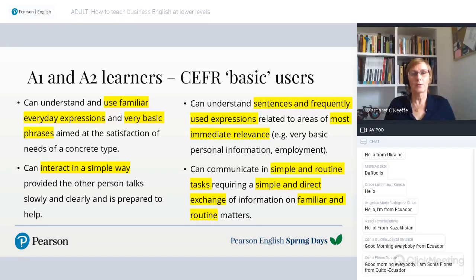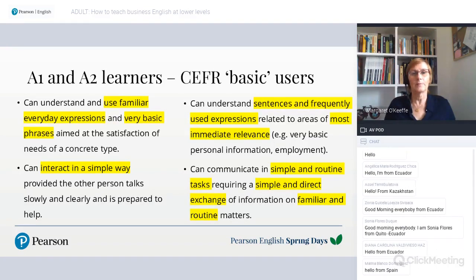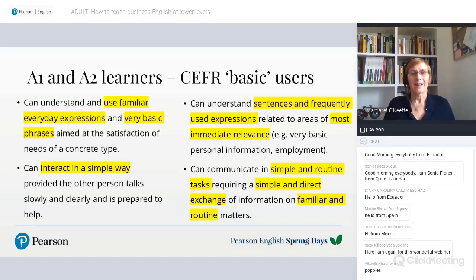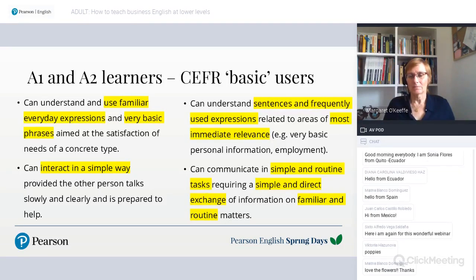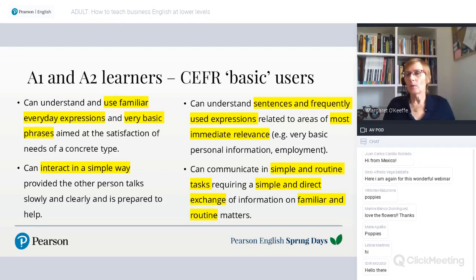So the first description on the left there is for A1, and it says I can understand and use familiar everyday expressions, very basic phrases, can interact in a simple way. That's the A1 learners. They're not complete beginners, A1 learners. They're what we used to call false beginners. So they do have some language that they've picked up maybe a long time ago at school, or informally, casually, through travel, through talking to colleagues, whatever, but they do have some language.